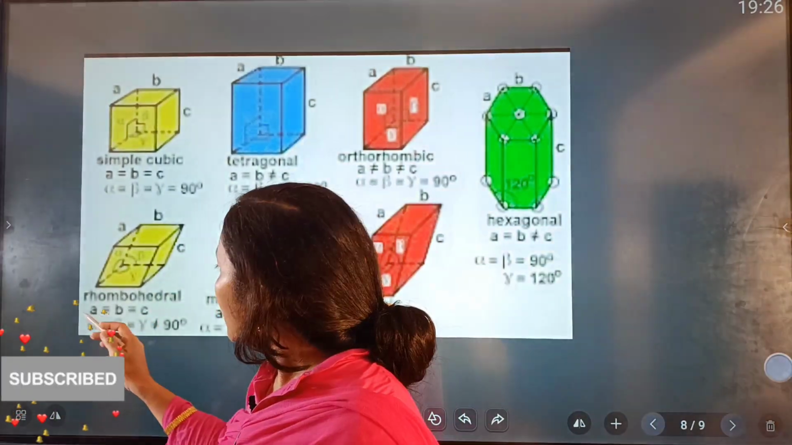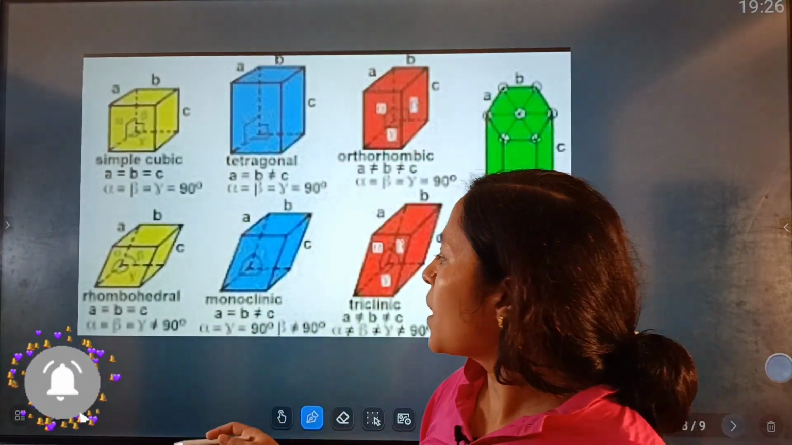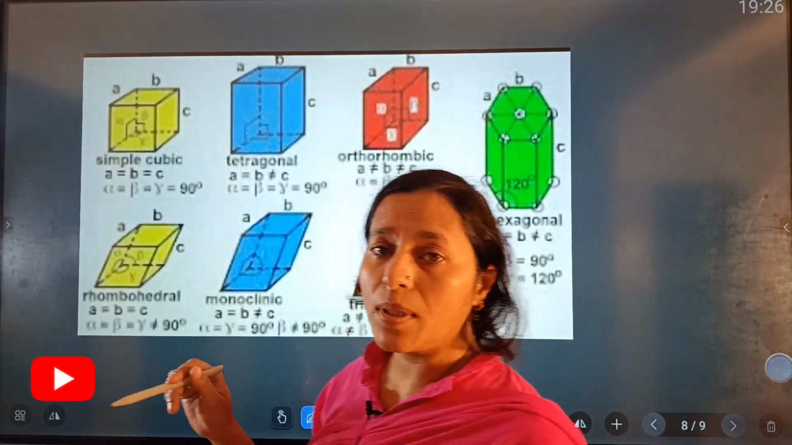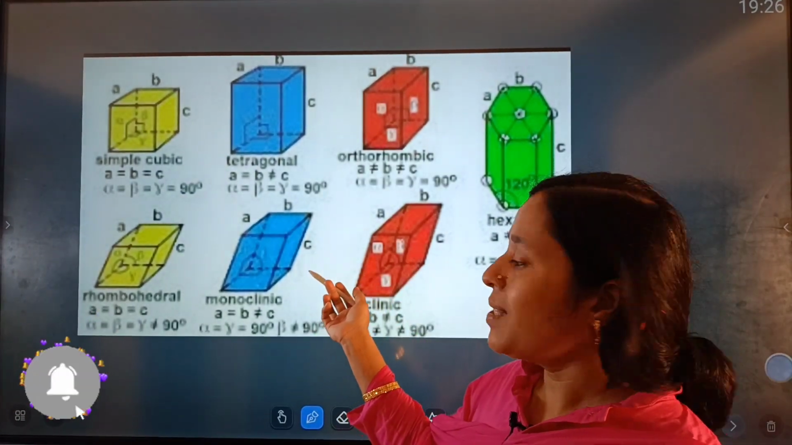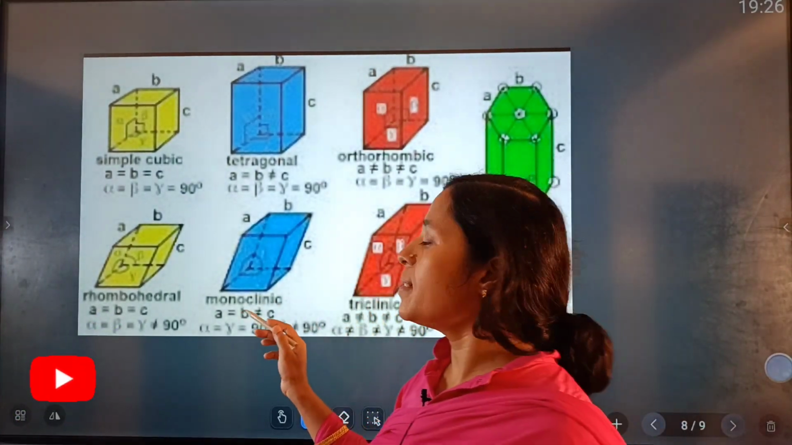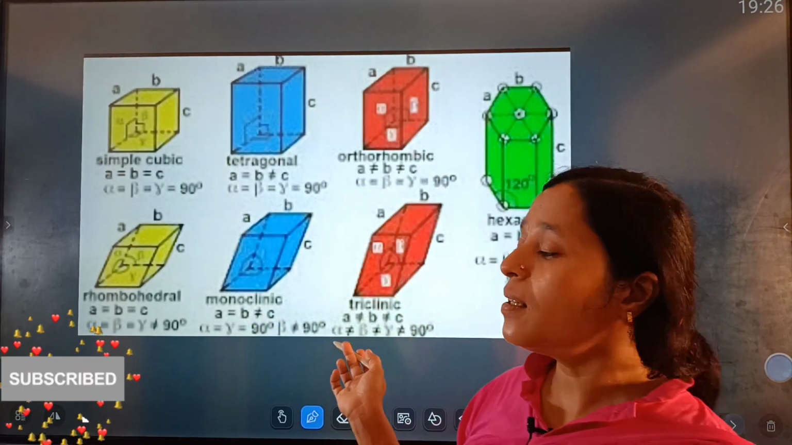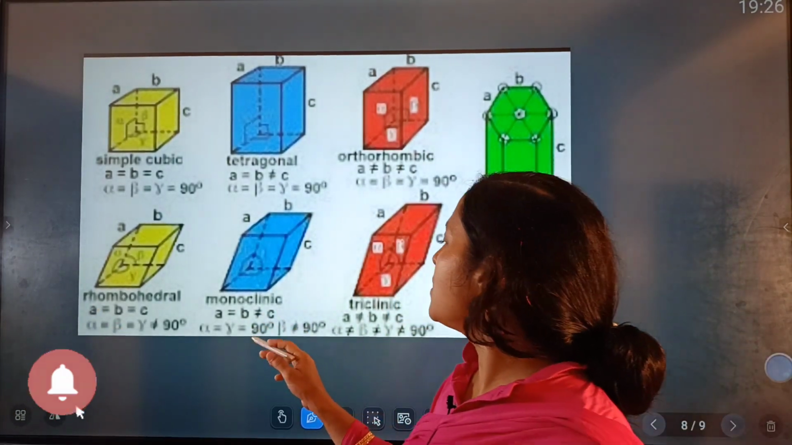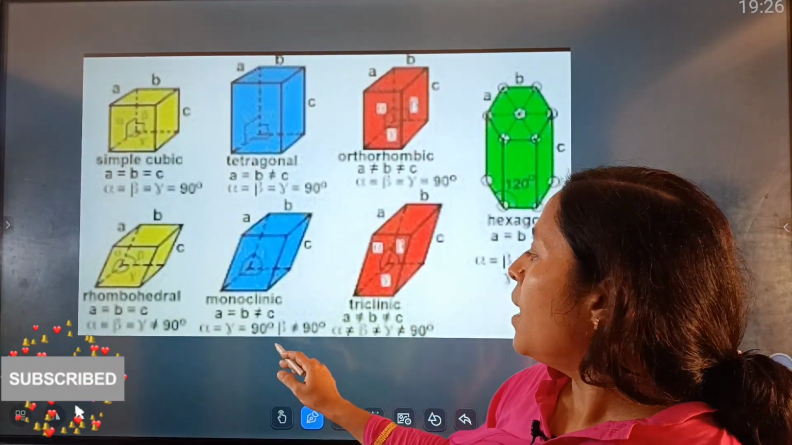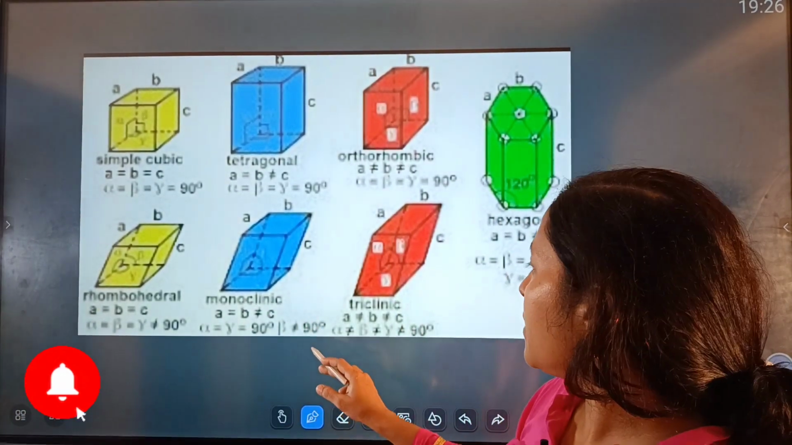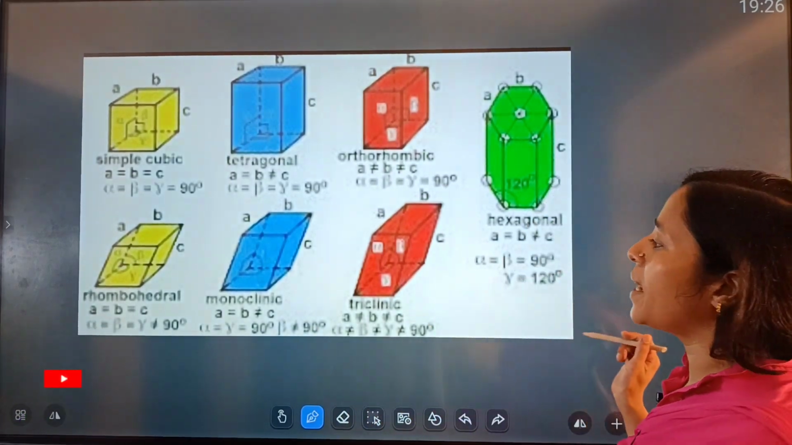Rhombohedral you can see that all the three sides are equal and all the three angles they are not equal to 90 degree. So, the next figure is what? It is monoclinic. The two sides are equal, but these sides are not equal to the third side. The two angles are also equal, that is the alpha is equal to gamma angle and beta is not equal to 90 degree. The last one is the triclinic.